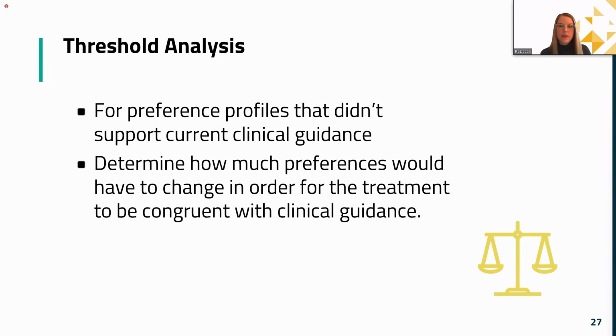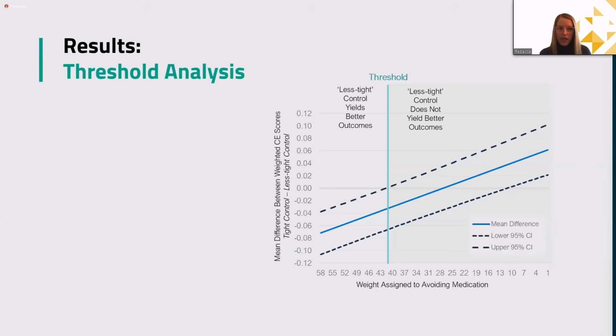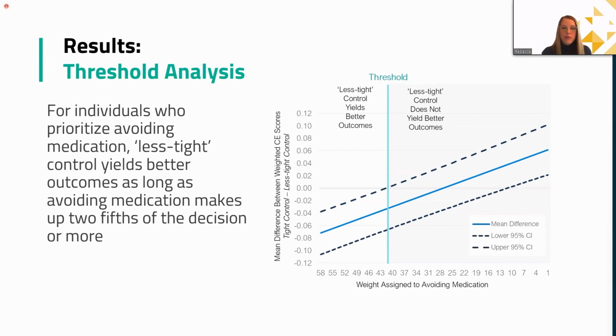We then wanted to see, for those who wanted to avoid taking medication, how much would their preferences need to shift in order for tight control, the recommended treatment, to be the preferred treatment for them. And what we found was that for people who want to avoid taking medication, as long as avoiding medication makes up 2/5 of the decision or more, less tight control is the better decision. But if it's looking like medication is sort of less than half, maybe 1/3 of the decision, then tight control becomes the better choice for them.